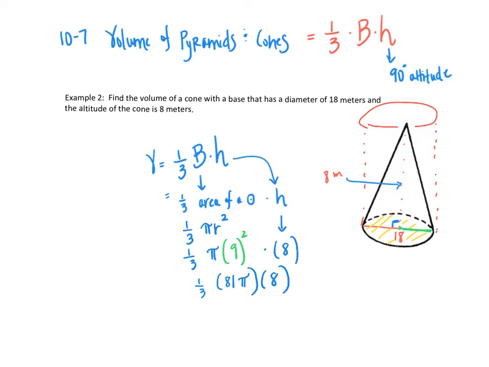And so now when I do 1/3 times 81 times 8, and if I wanted to leave my answer in terms of pi, I would get 216 pi. That's an exact answer. I do need a label. It was meters. Since it's volume, I'm going to do meters cubed, since volume is 3D space.